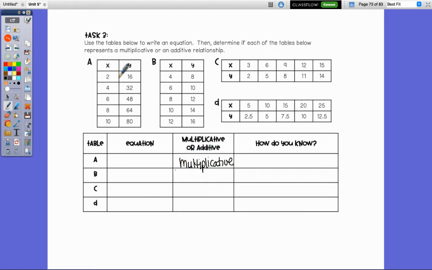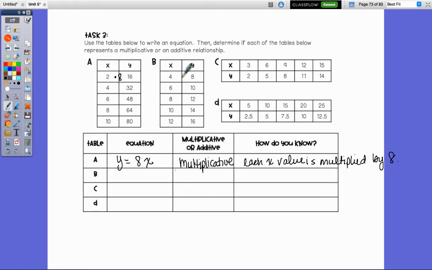And my equation is times 8, right? That's my process. So y equals 8x. Remember, this is your multiplier, your output, your input. How do I know? Because each x value is multiplied by 8. Be better than me. Keep it in the box.